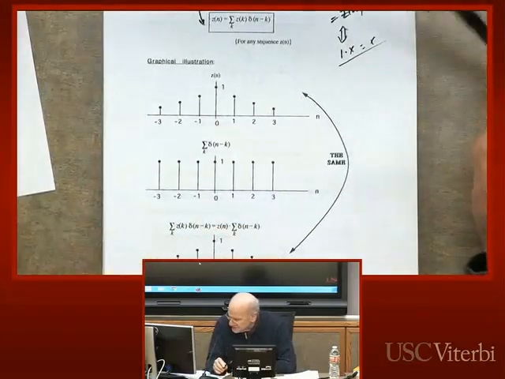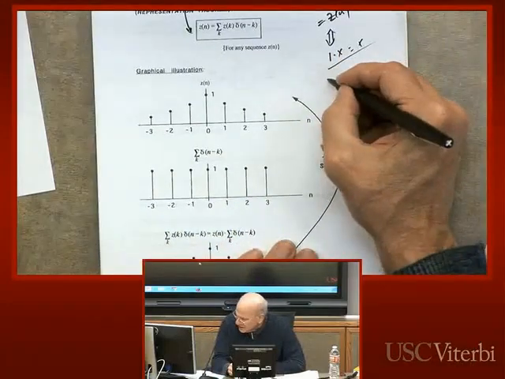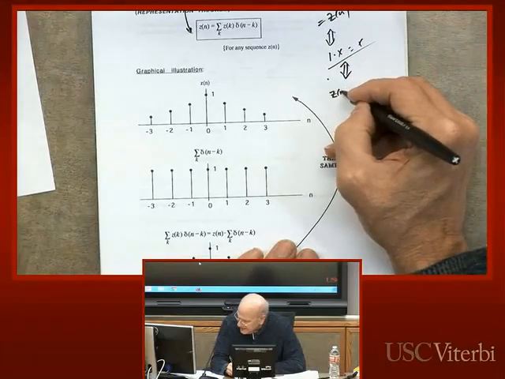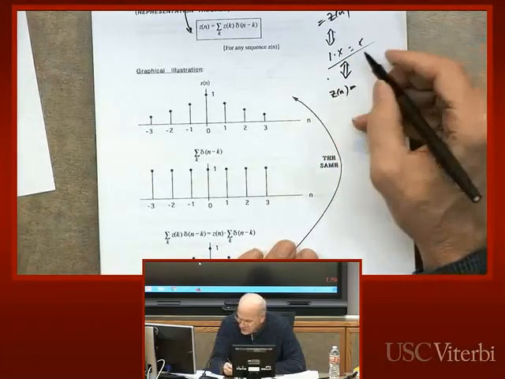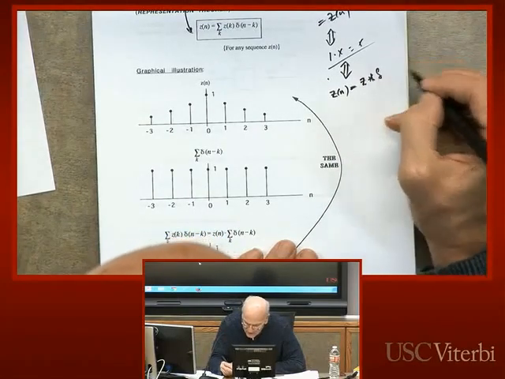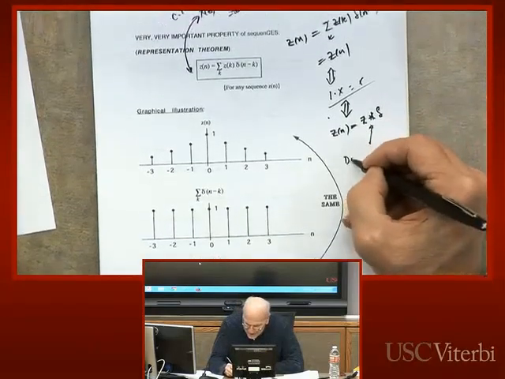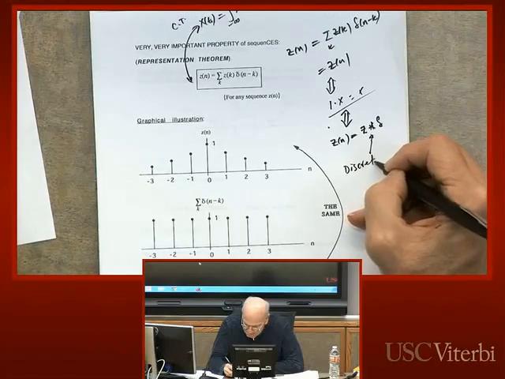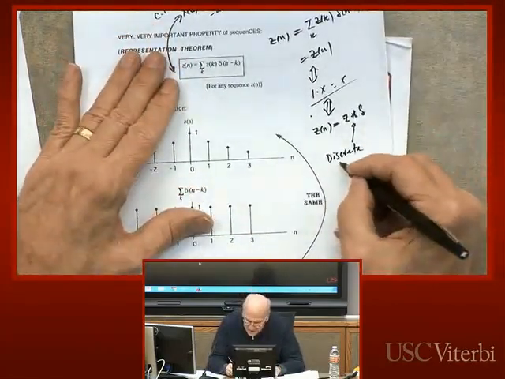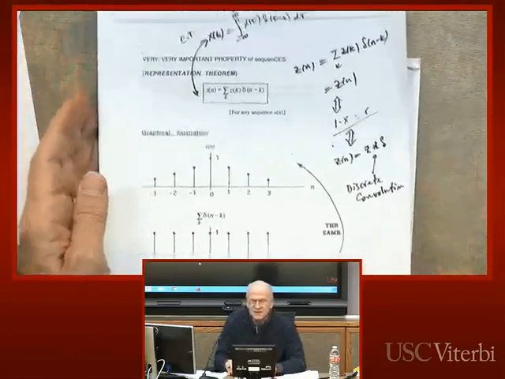Incidentally, I could write it as z of n is equal to z convolved with delta of n. Okay, this is called discrete convolution. Let me write that: discrete convolution. It's analogous to the continuous world.